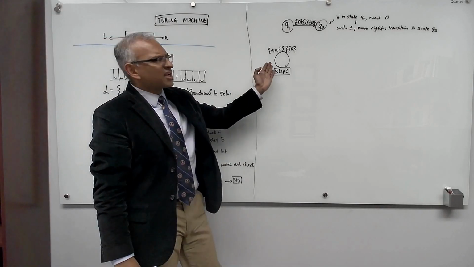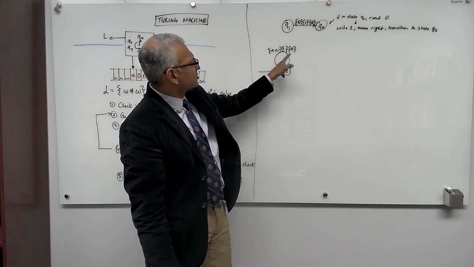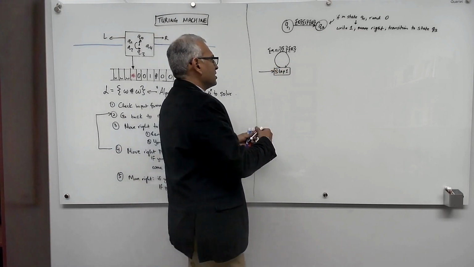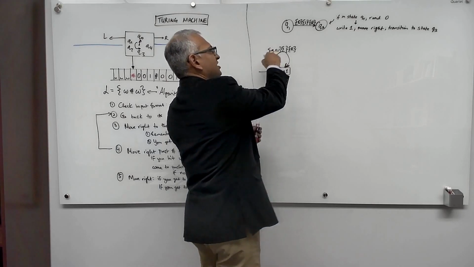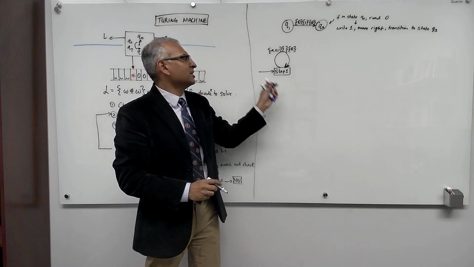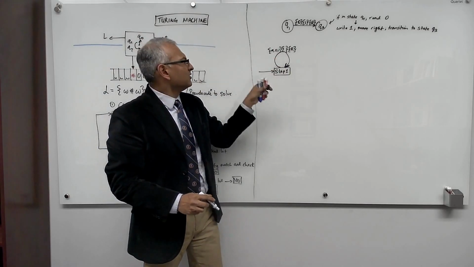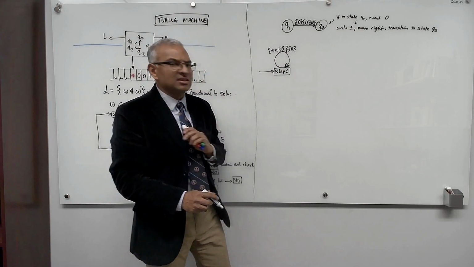Technically, this is 3 instructions, but I don't want to write all of them. One instruction is: if you read star, don't write anything, move right. If you read 0, don't write anything, move right, and stay in this state. If you read 1, don't write anything, move right and stay in this state.